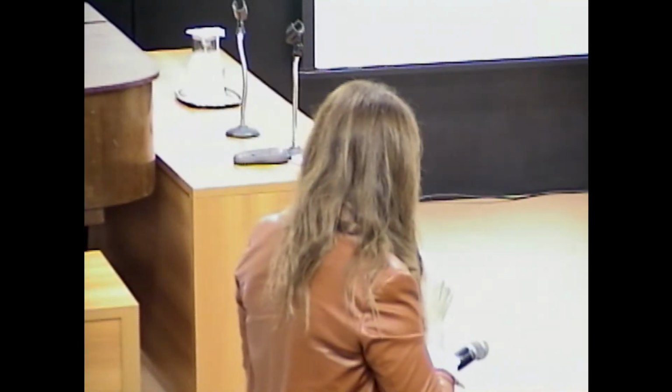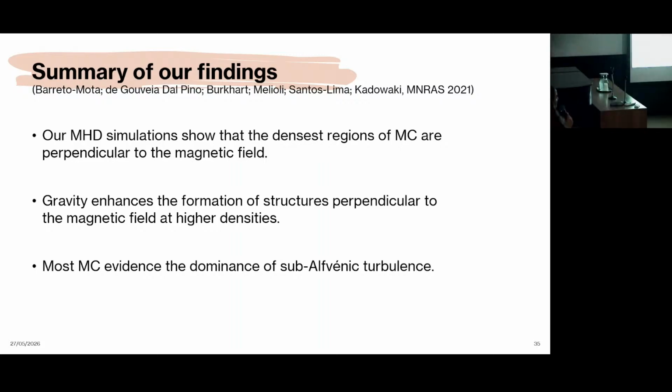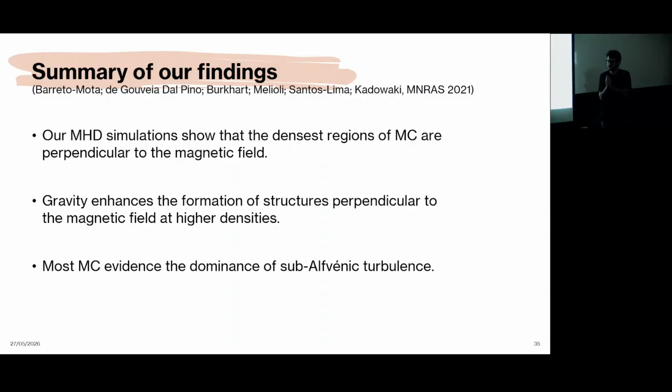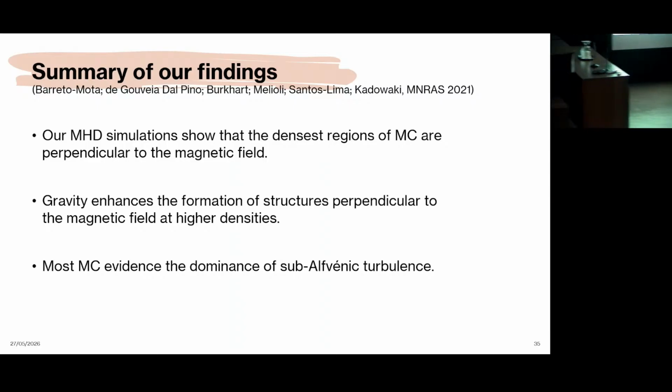Regarding the first part of your talk, when you were discussing your conclusions, you concluded that gravity enhances the compression perpendicular to the magnetic field at higher densities. What do you think would be an astrophysical impact of this finding, in the context of the interstellar medium? Sorry, you mean the compressions? Yes, this conclusion that you have here. Yeah, okay. Astrophysically, what would be the consequences of that?